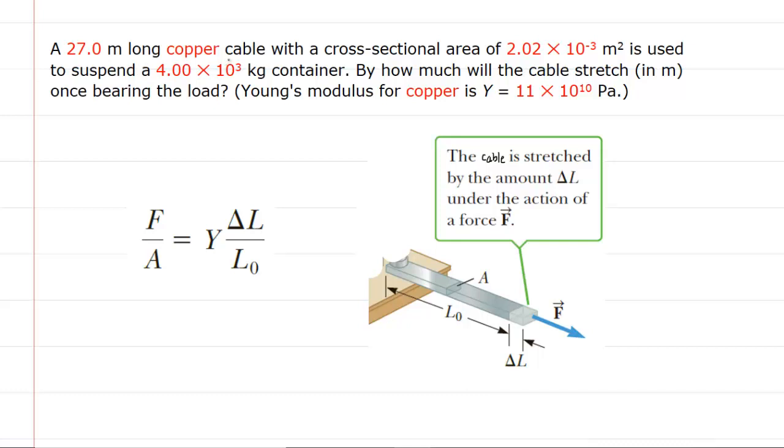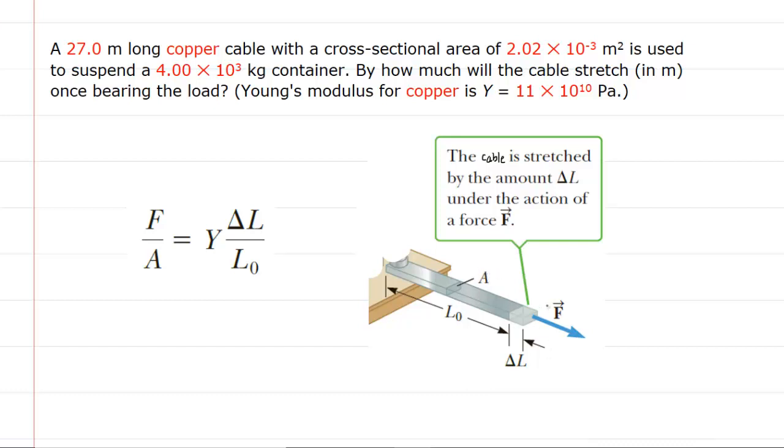In this question, we have a copper cable with a given length and cross-sectional area, and it is suspending a 4,000 kilogram container, and we have to figure out how much the cable is going to stretch. And we have clipped a picture from the textbook and shown the inherent concept related to this question.